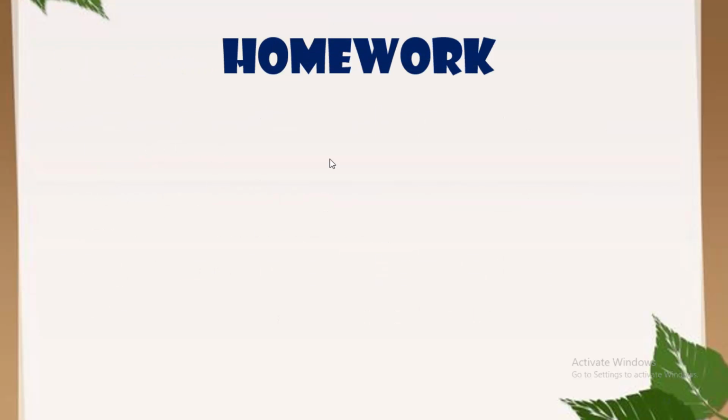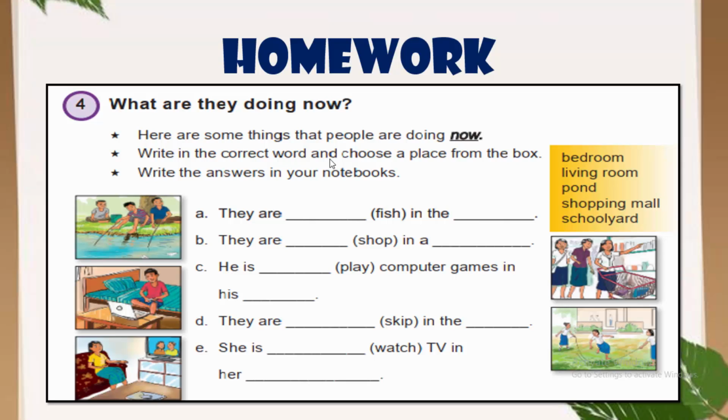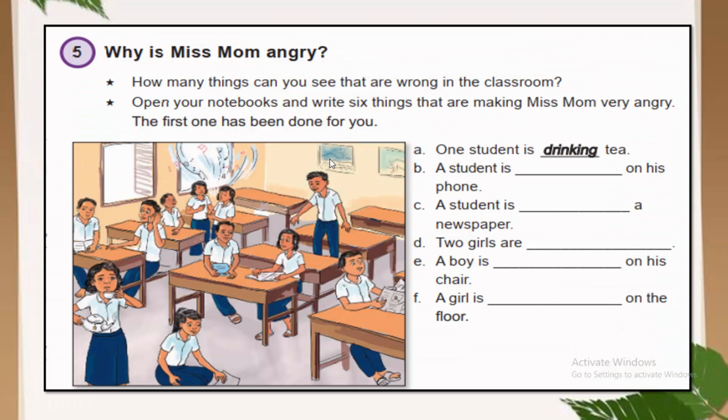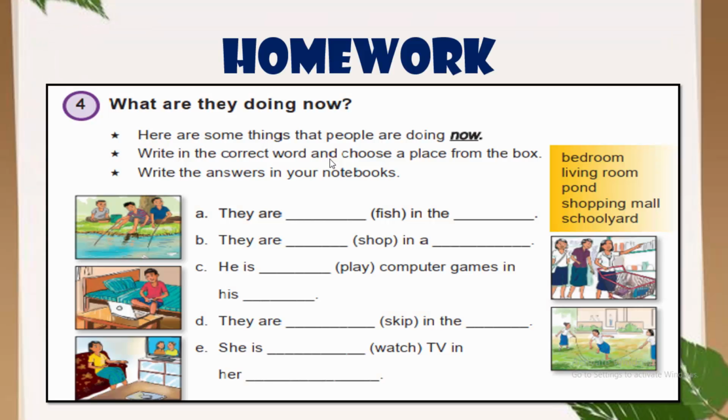okay, let's move on to your homework. We have number 4 and number 5 here. So number 4, you have to complete the blanks with the correct form of the verb. You have to plus ing, and then do not forget to look at the yellow box here. We have bedroom, living room, pond, shopping mall, and schoolyard. So you have to add the places here. Look at the place too.